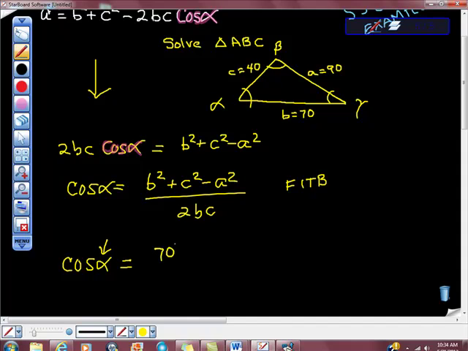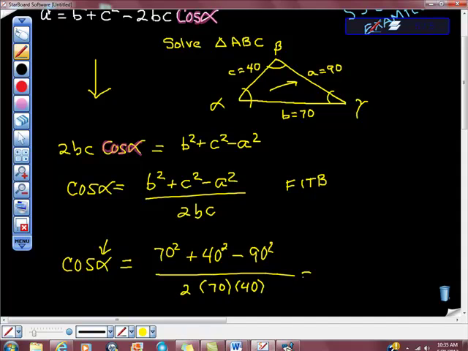It's 70 squared, because side B is 70, plus C, which is gamma, so go across, that's 40 squared, minus A. Here's angle alpha, here's side A, is 90 squared. In a minute I'm going to use a calculator, because I don't want to impress you guys too much with my inability to do long multiplication. Tell your teacher I said this is calculator stuff. There's no need to waste our time with this. And this comes out to be negative 2/7.